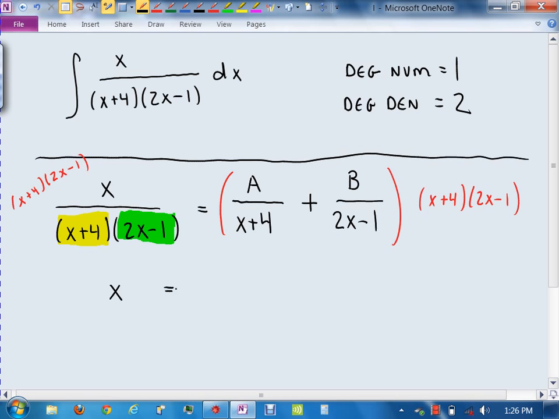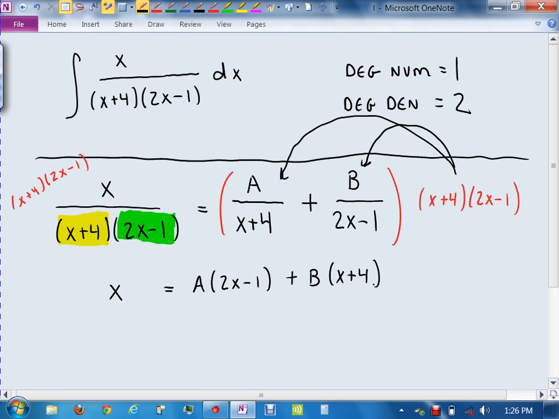On the right side, when I do my first multiplication of this one through to this one, the x plus 4's cancel, right? So I'm left with A times 2x minus 1. When I do my next multiplication of my LCD through, my 2x minus 1's cancel, and I'm left with B times x plus 4. Y'all with me? Anyone have a question? Do y'all remember what I did last time at this point?